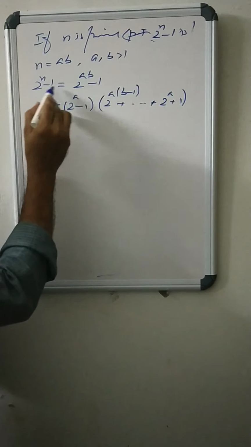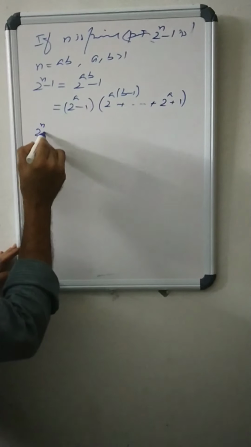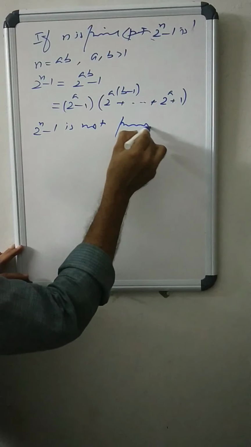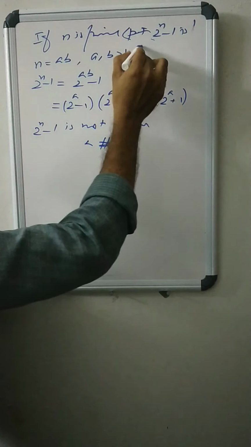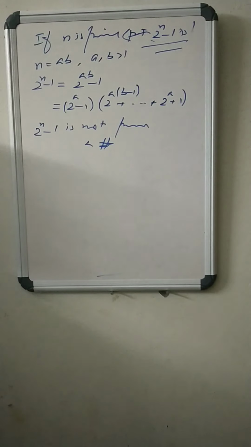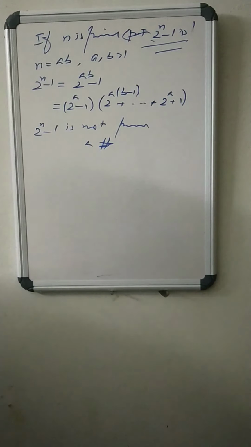So 2 power n minus 1 can be expressed as the product of numbers. That means 2 power n minus 1 is not prime. That's a contradiction to the condition that 2 power n minus 1 is prime. So when 2 power n minus 1 is prime, then according to this argument, n is prime.